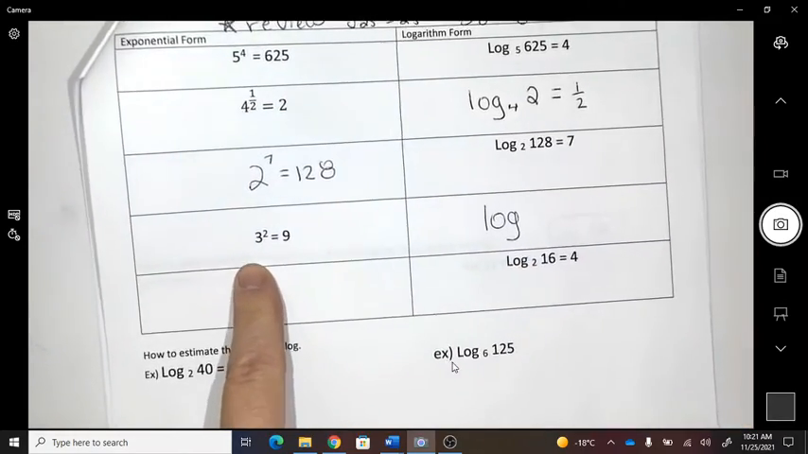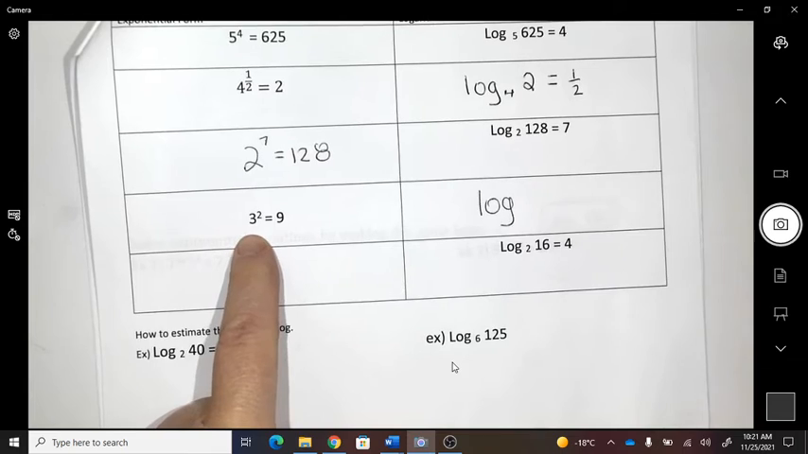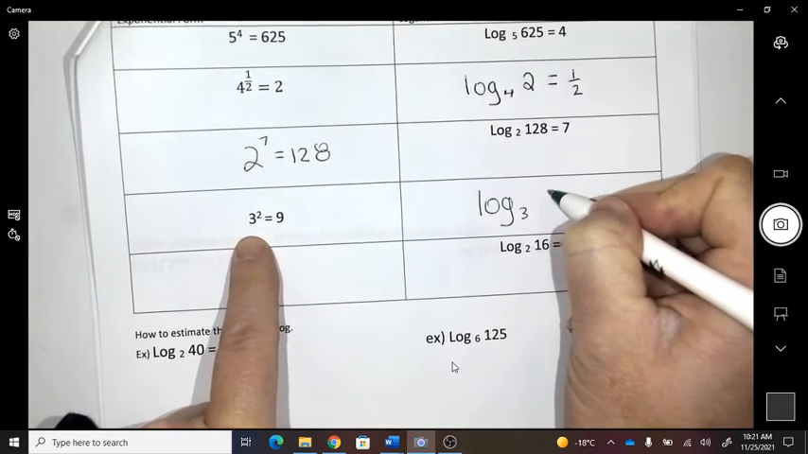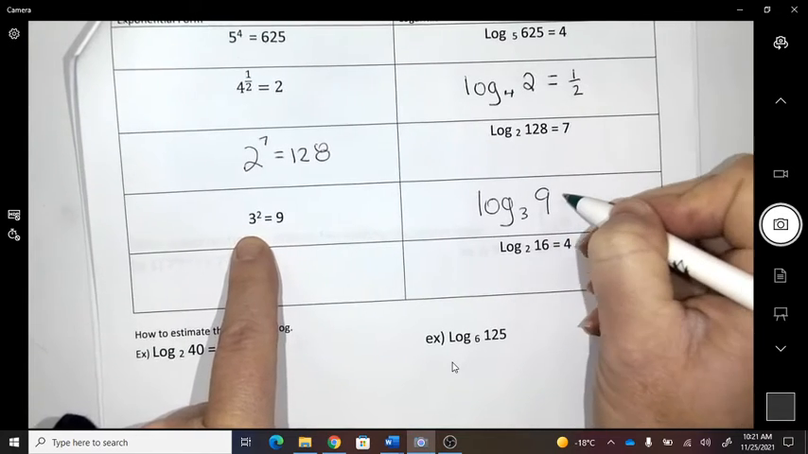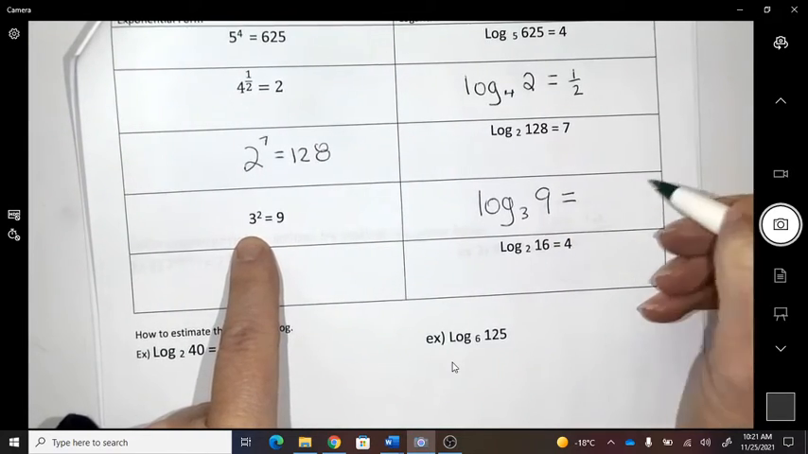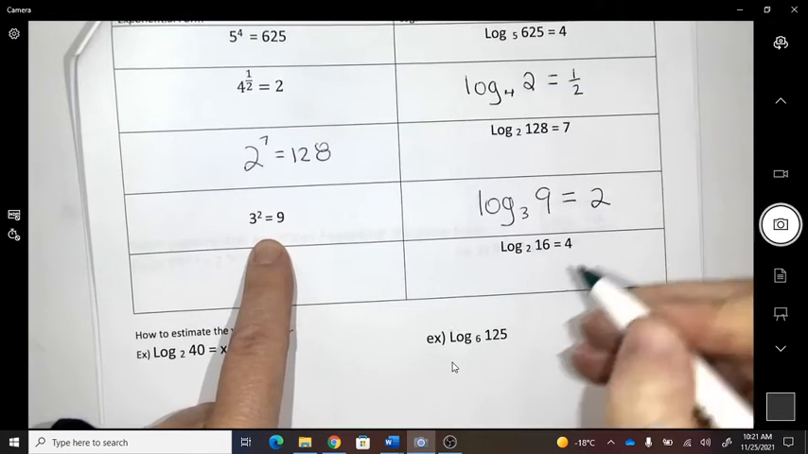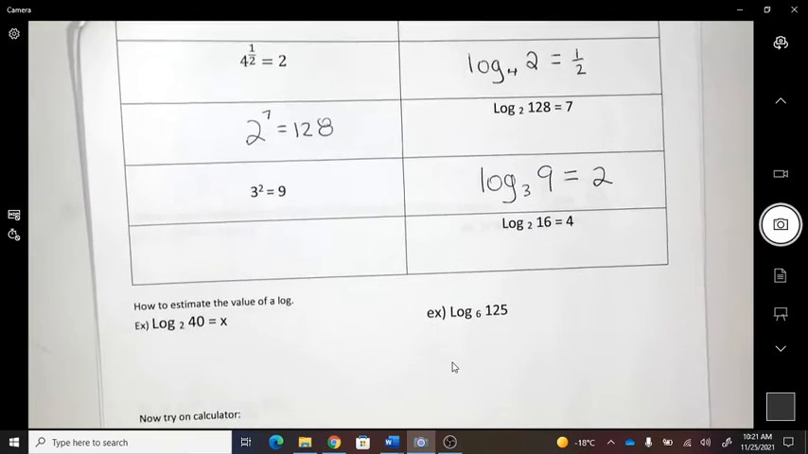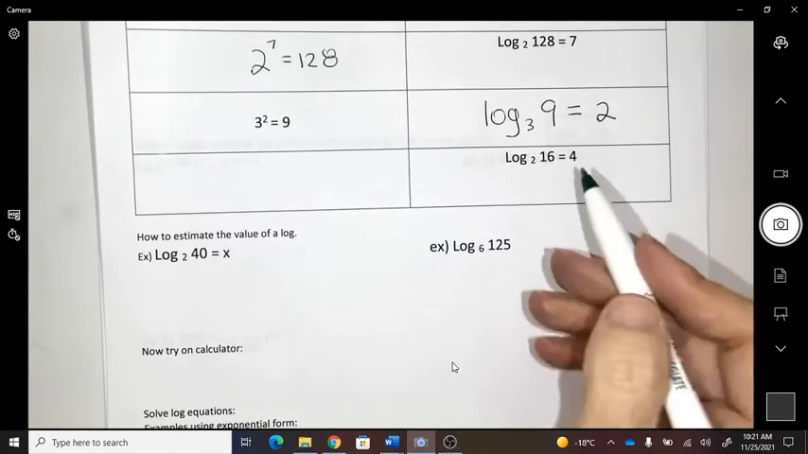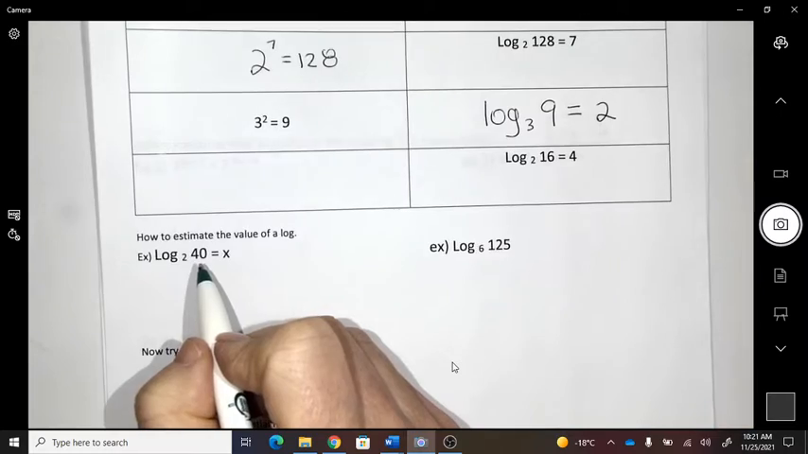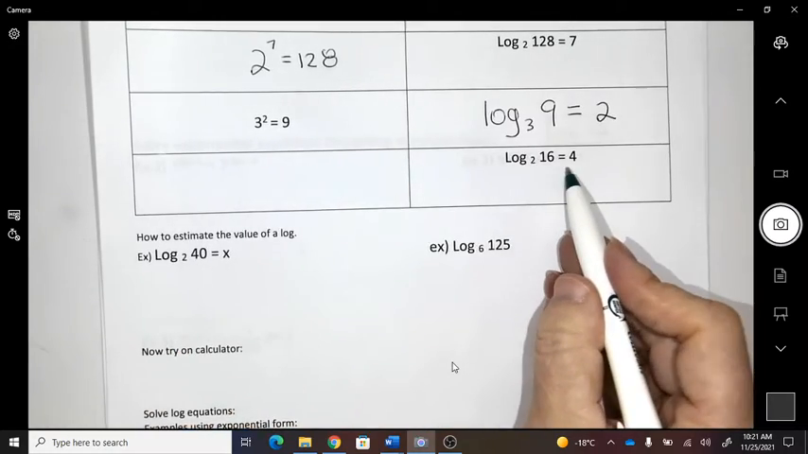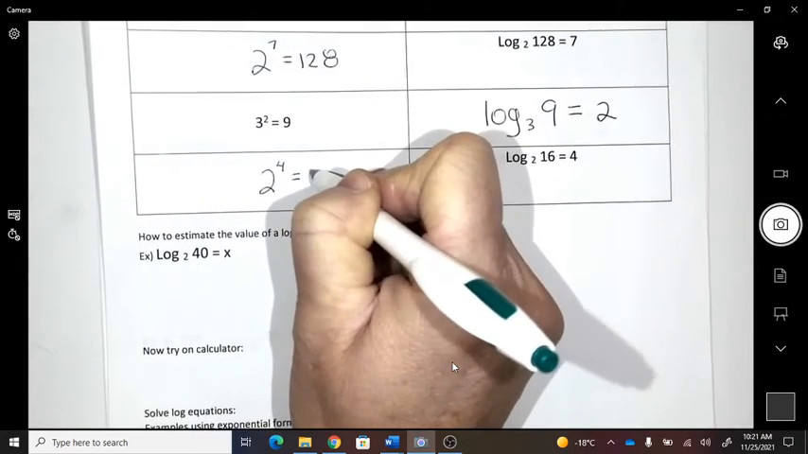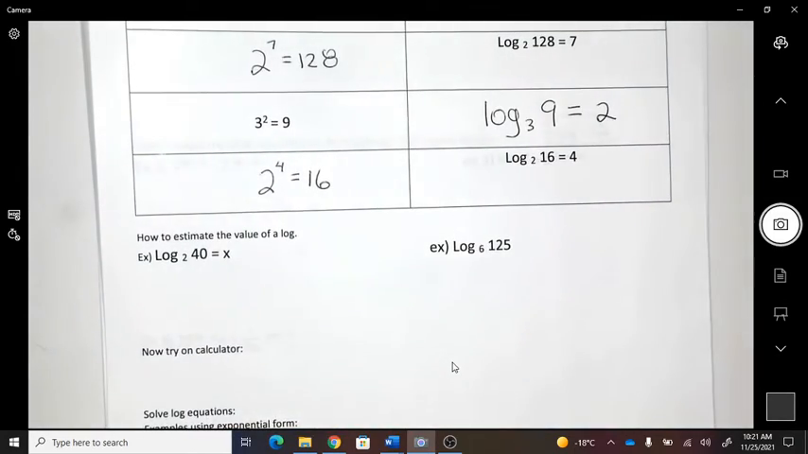Okay, make this into log form for me. So log, so my base is 3. The result was 9, so that means it equals the exponent 2. Okay, which one is the base on this last one? 2. Exponent 4 equals result 16.